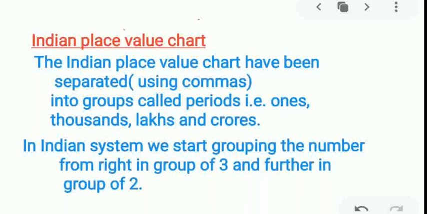Let's see more about the Indian place value chart. This type of chart is mostly used by Indians. The Indian place value chart is separated into groups called periods. Mainly there are 4 periods: ones, thousands, lakhs and crores. In the Indian system, we start grouping the number from the right in a group of 3 and then in groups of 2.